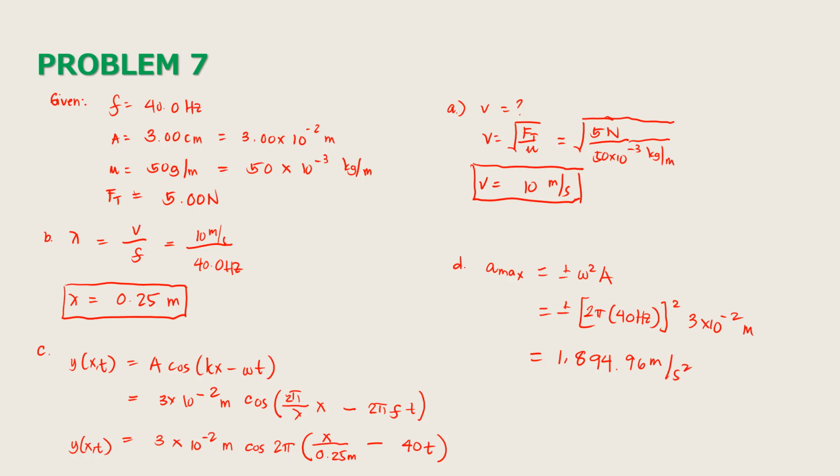So the plus and minus sign gives us the direction. This is the magnitude of the maximum acceleration, 1,894.96 meters per second squared.